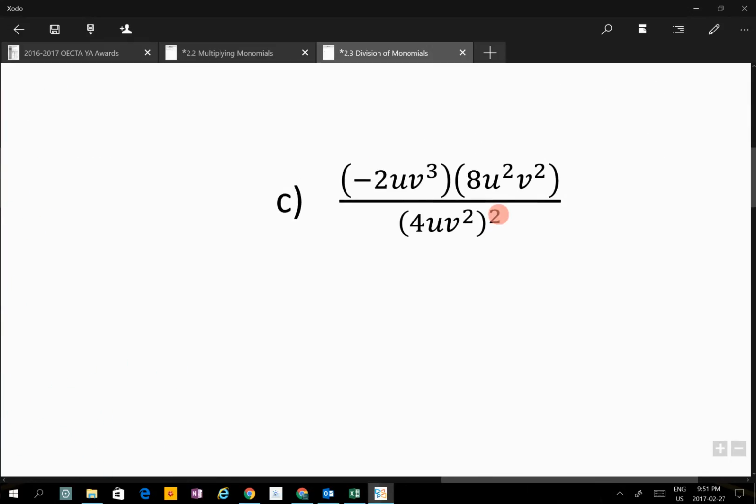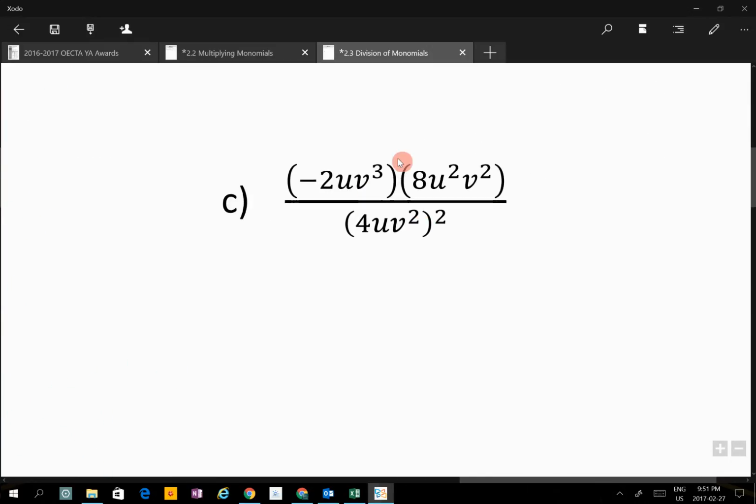Part C. Okay, here's something a little bit more complicated. So let's see what kind of reductions we have. I can reduce 8 and 4 to 2. Okay, so here I have the coefficients. Negative 2 times 2 is negative 4.